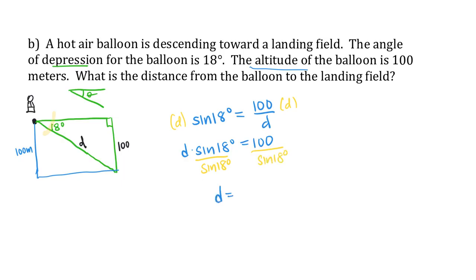So D is going to be 100 divided by the sine of 18 degrees, which is 323.6. Let's look at the picture. This is 100, 320. I mean, it could be 323.6. It's not really drawn to scale.